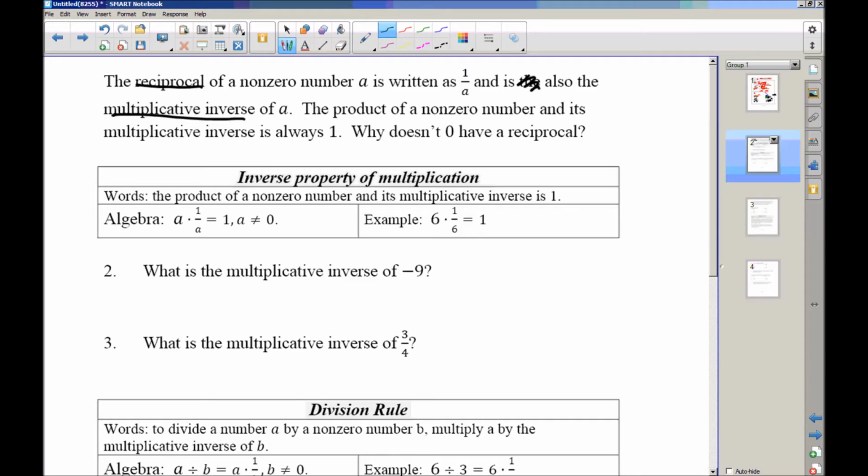Why doesn't 0 have a reciprocal? So let's answer this question real fast. If I try to do 0 and then its multiplicative inverse or reciprocal would be 1 over 0. Okay, so that means I should be able to divide 0 into 1. So what number could I put up here that would be big enough to times by 0 and turn it into a 1? And the answer is none.